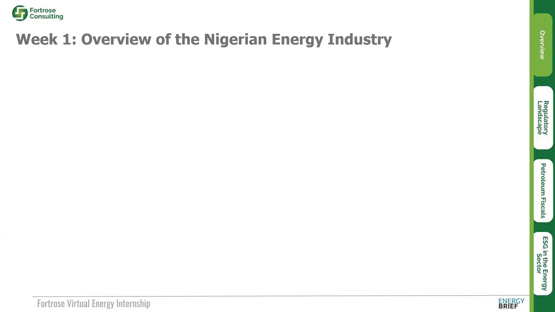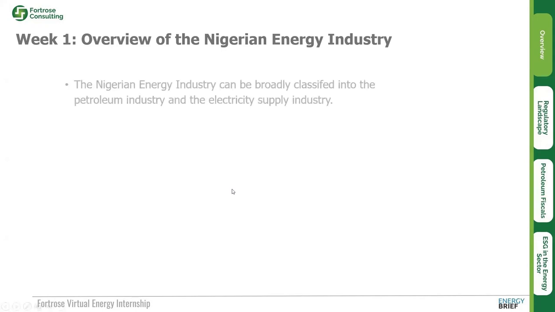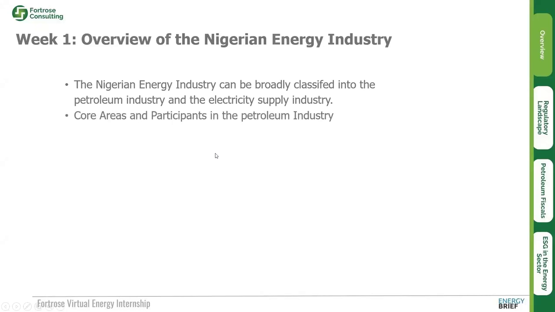So the fundamentals will introduce you to the two arms of the Nigerian energy industry, which is broadly classified into the petroleum industry and the electricity supply industry. Then we introduce the core areas and participants in the petroleum industry, and then the core areas and participants in the electricity supply industry. So from this first slide, you've gotten the fact that the Nigerian energy industry is broadly classified into the oil and gas sector, also known as the petroleum sector, and the electricity supply industry. You may have renewable energy, hydropower, and all under electricity supply.